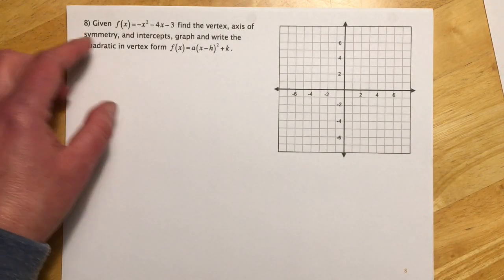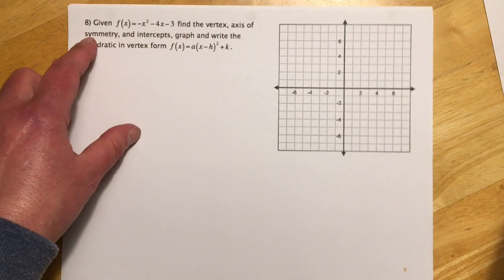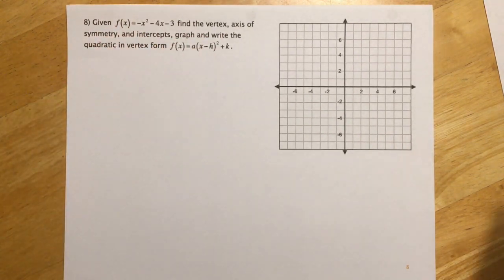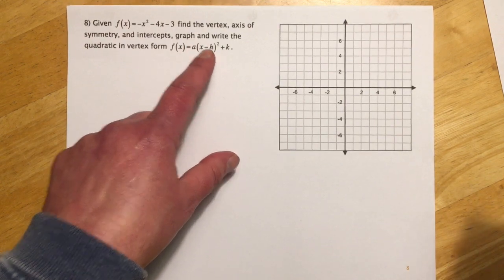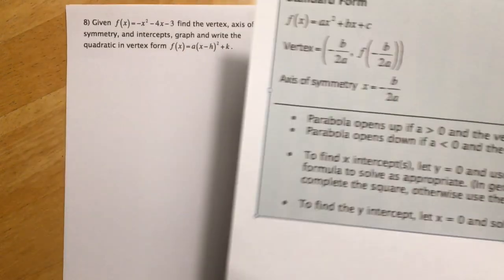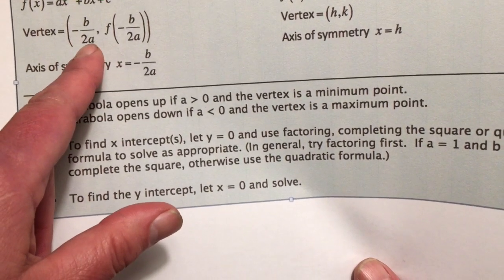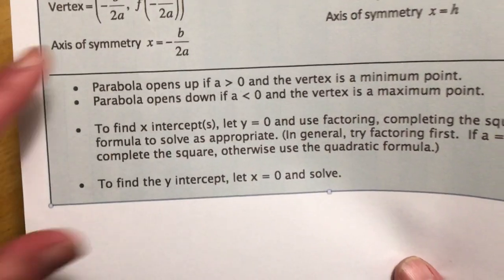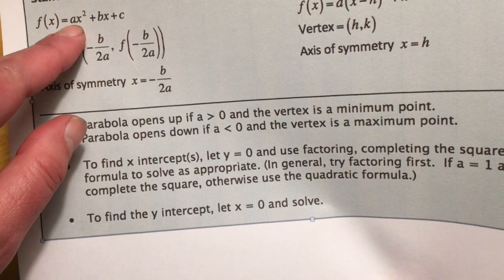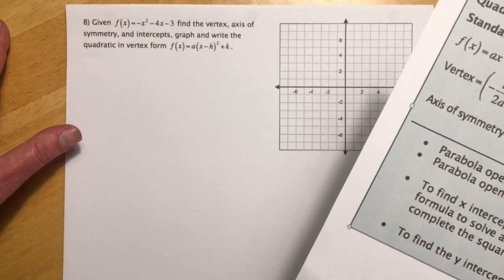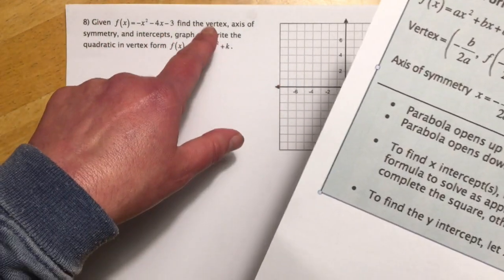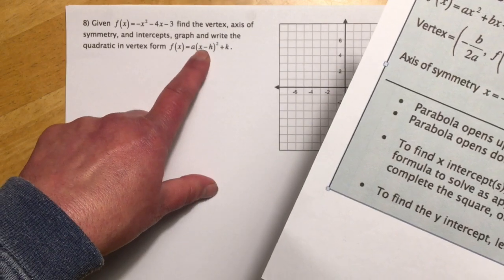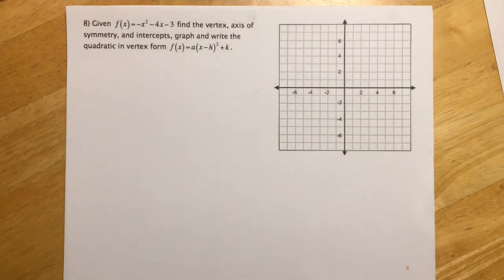Okay, so for number 8, it's asking us to take this, find the vertex, axis of symmetry, intercepts, graph, and write the quadratic in the vertex form, which is the form we just saw. And so for this one, I'm going to use the negative b over 2a, and that's going to let us find the x-coordinate of the vertex. I can plug that back into the formula and get the y-coordinate of the vertex. And once I have that, I'll still have to find the intercepts, but that will get me on a good start. I'll have my vertex, I'll have my form here, and I'll have my axis of symmetry.